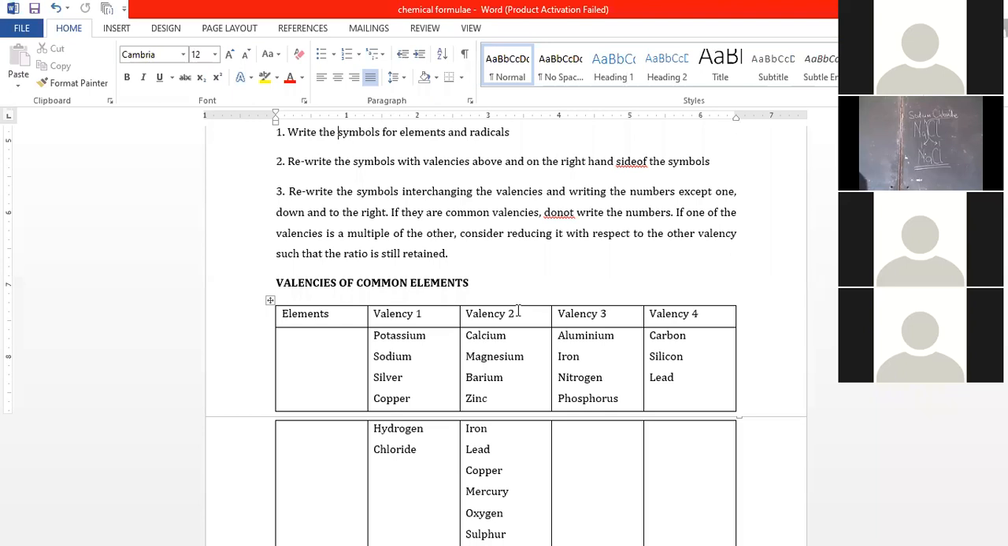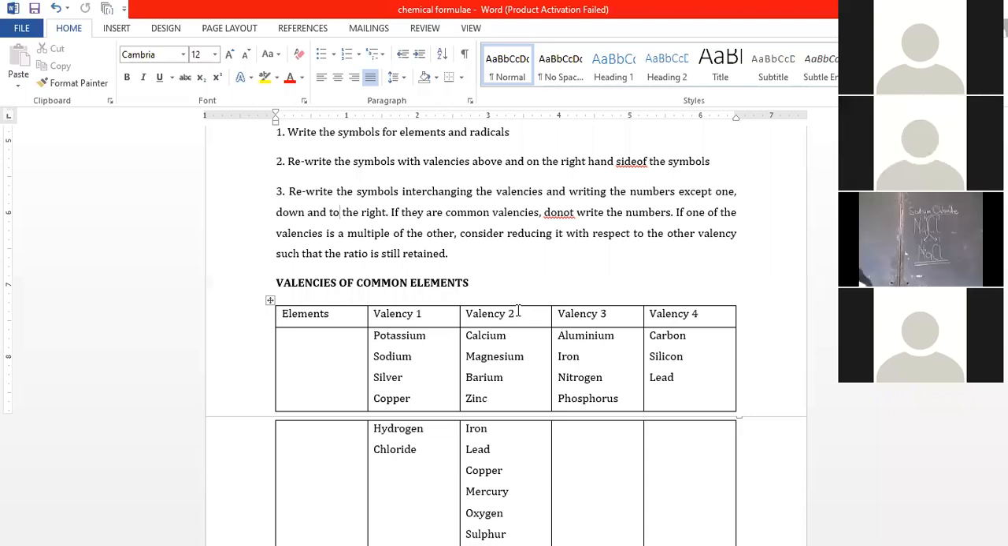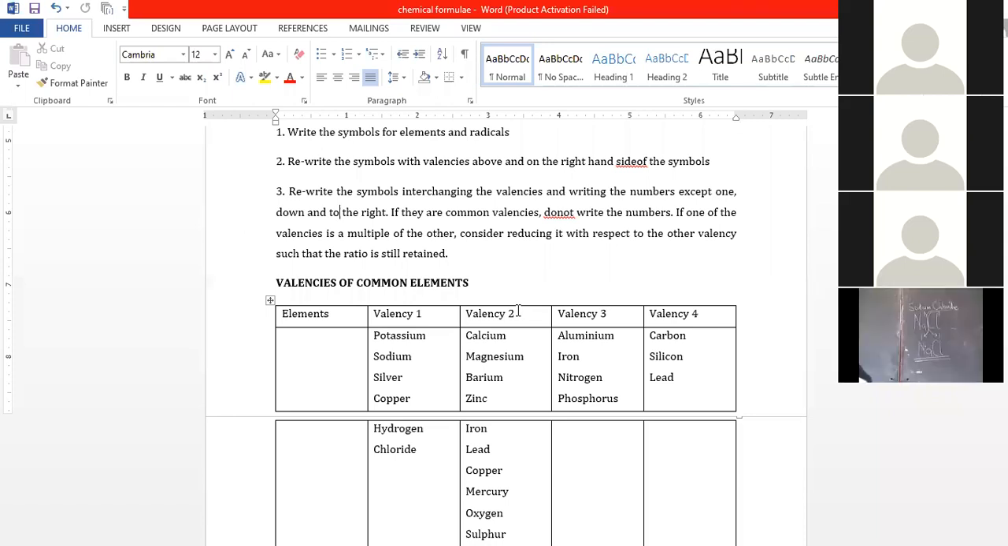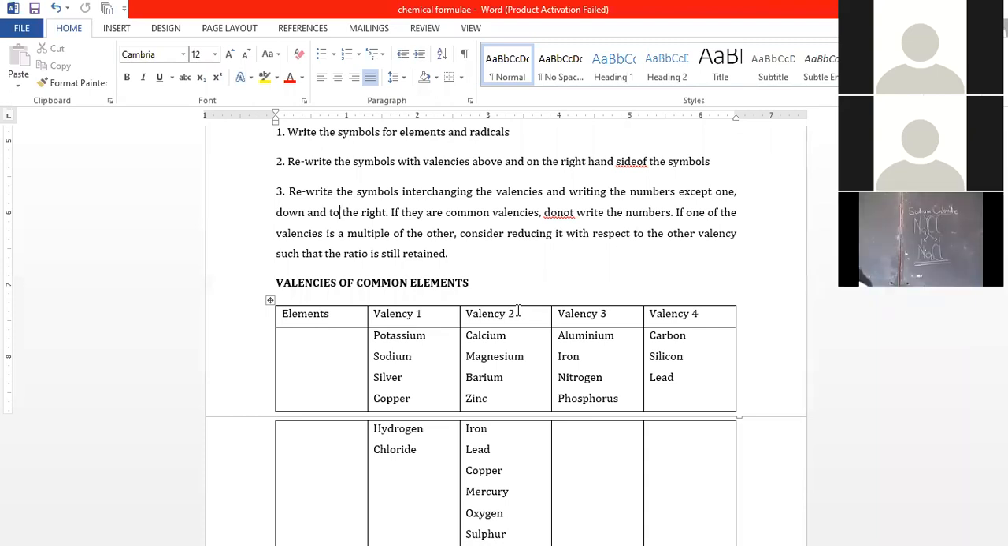So we have the table there. I hope we can see that table. It is giving us examples of elements with a valency of 1. Can someone read for me? Which elements have a valency of 1? Examples. Potassium, sodium, silver, copper, hydrogen, chloride. Okay. Another person reading for me.